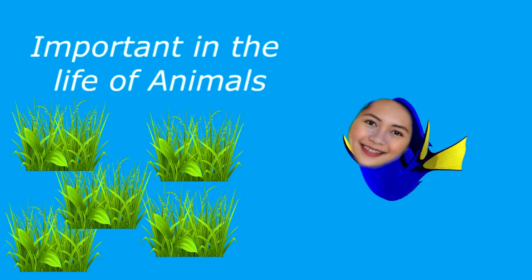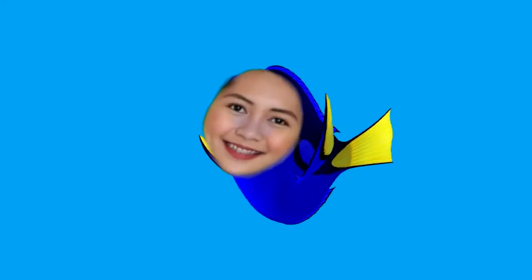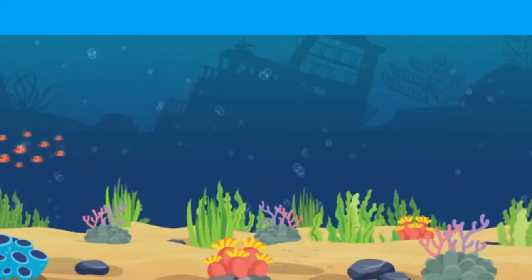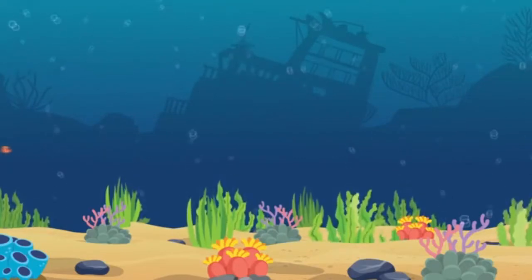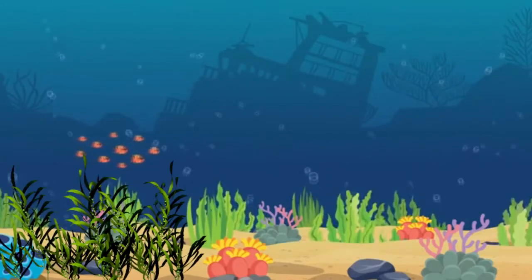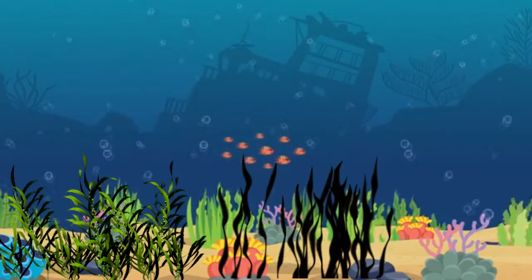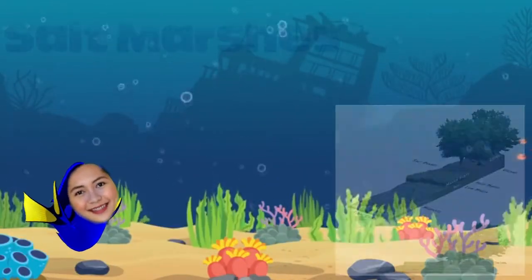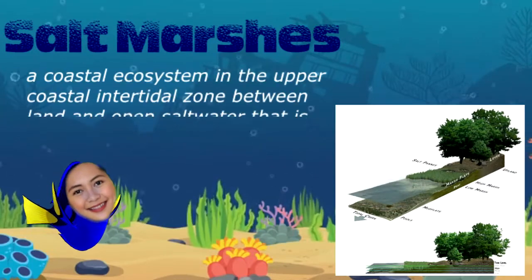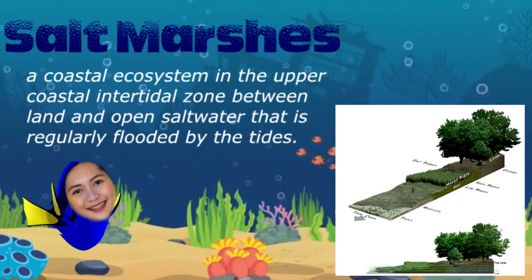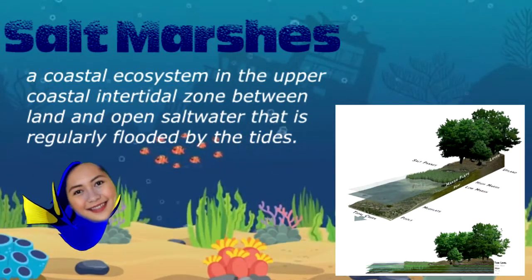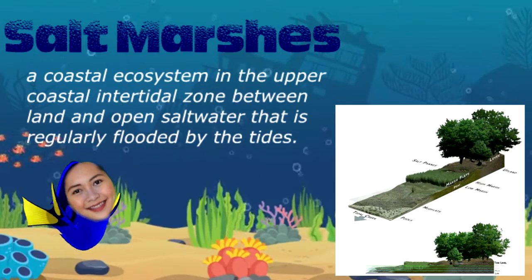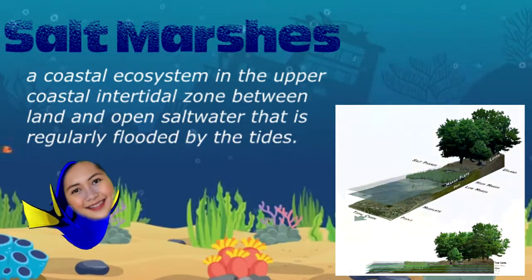Plants serve a very important purpose in the life of animals, but did you know that plants can also grow underwater? Some examples of marine plants are the seaweeds, marine algae, and sea grasses. The marine ecosystems include salt marshes, which is a coastal ecosystem in the upper coastal intertidal zone between land and open salt water that is regularly flooded by the tides.